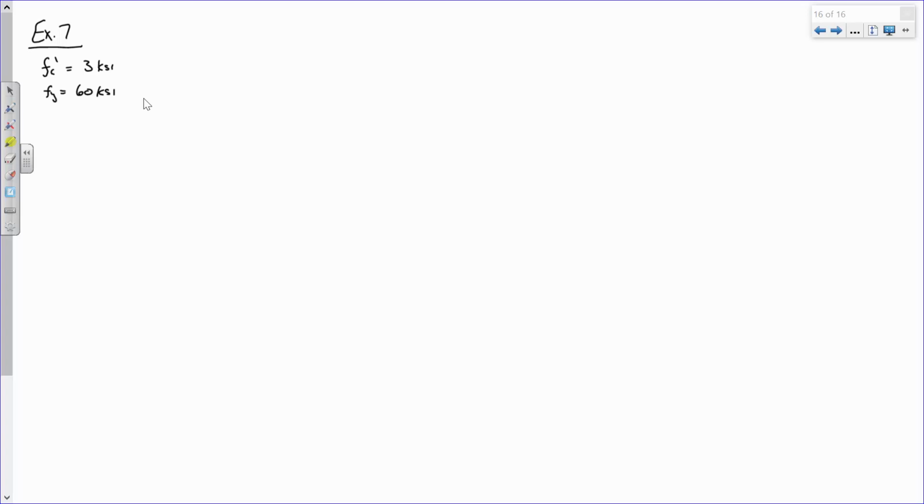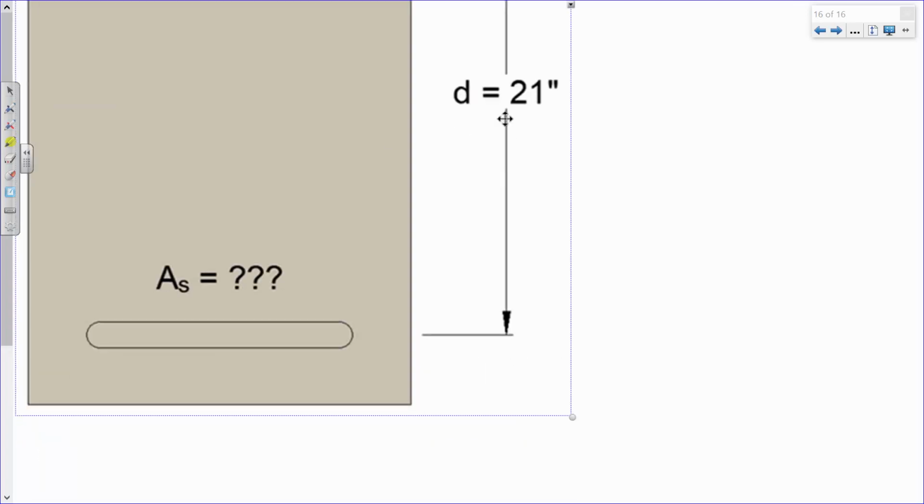Now, if 3 KSI is our concrete capacity, what does that tell us about beta 1? 0.85. Remember, it's 0.85 if it's anything less than 4 KSI, anything 4 KSI or less. So it's still 0.85 here. It's only 0.8 if it's 5 KSI, anything higher than 4 KSI.